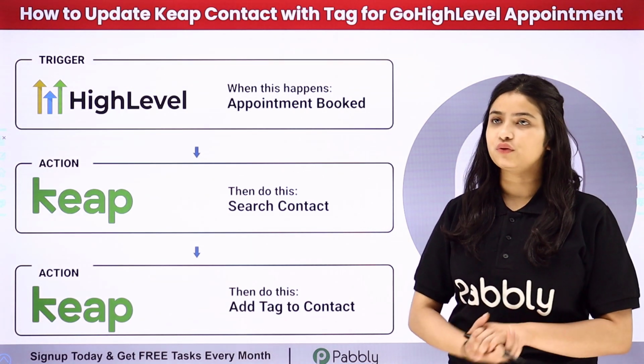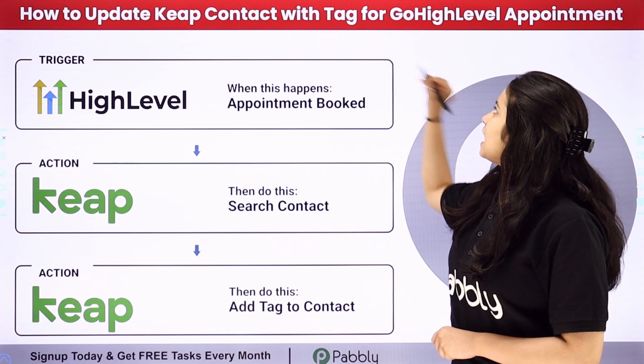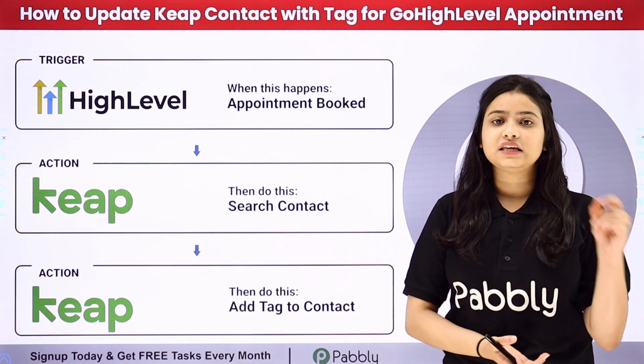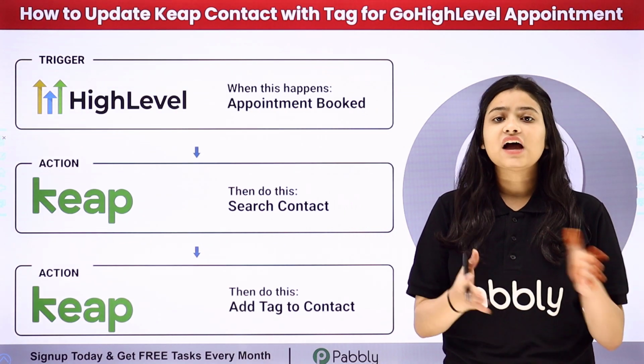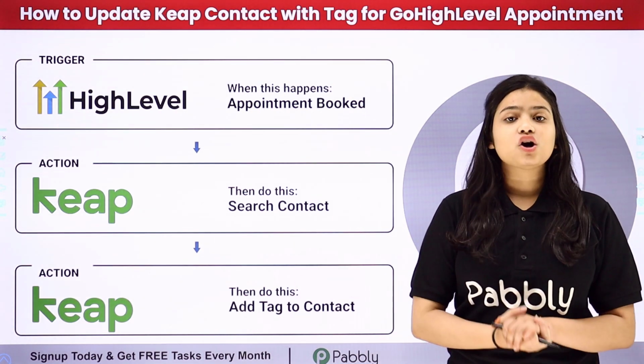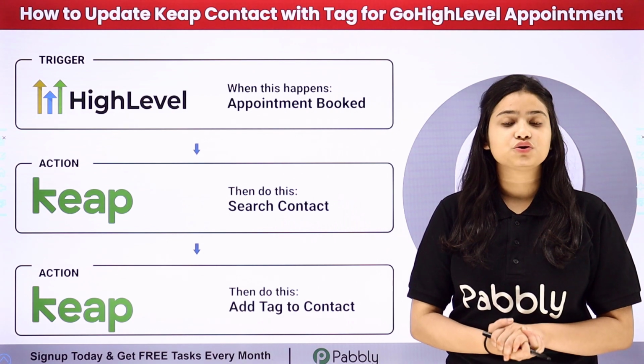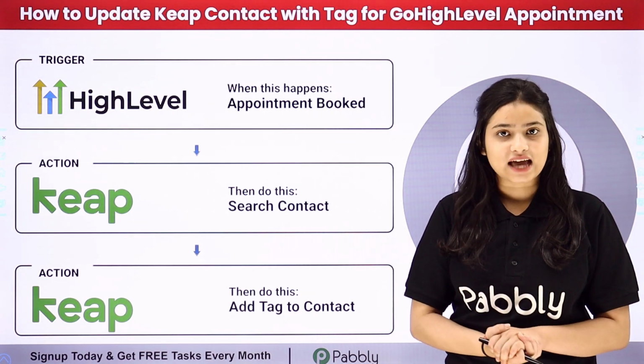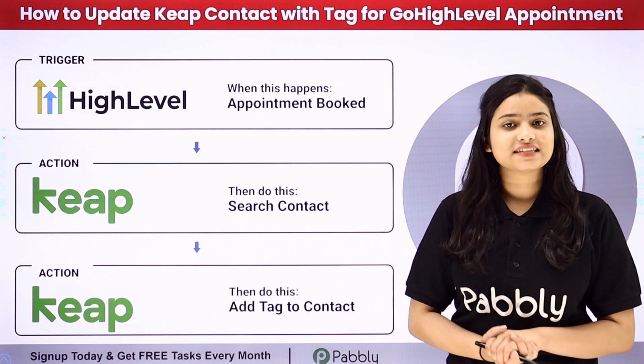In this video, we are going to learn how to update Keap contact with tag for GoHighLevel appointment. So I am using GoHighLevel and Keap as CRM softwares, and I have a list of contacts in Keap. Now my objective is that whenever these contacts are going to book an appointment in GoHighLevel, then the contact should be updated with a specific tag in Keap. So how we are going to automate this entire process?